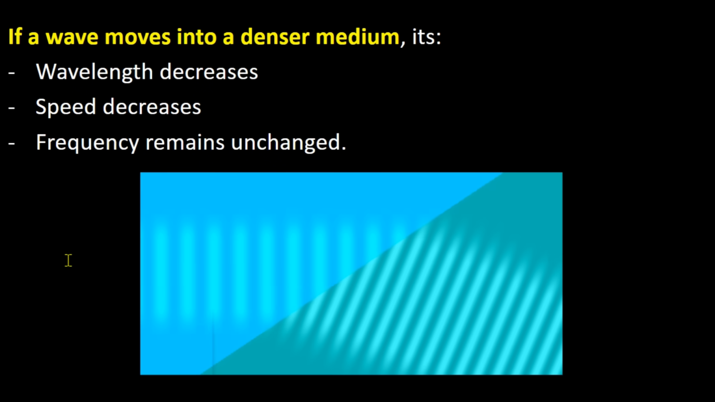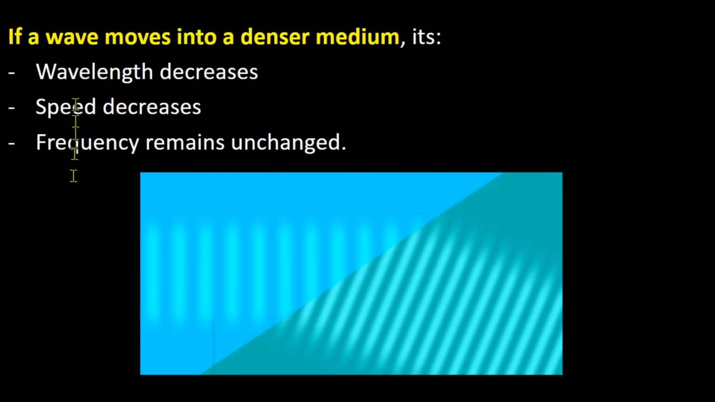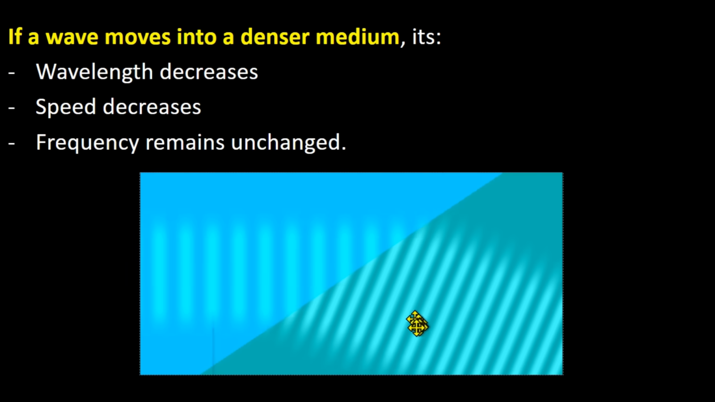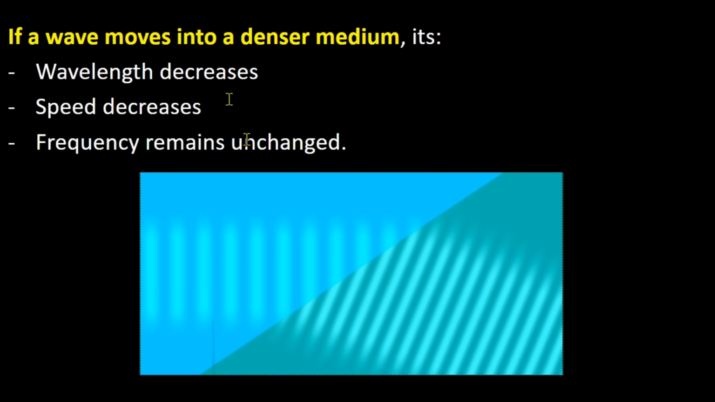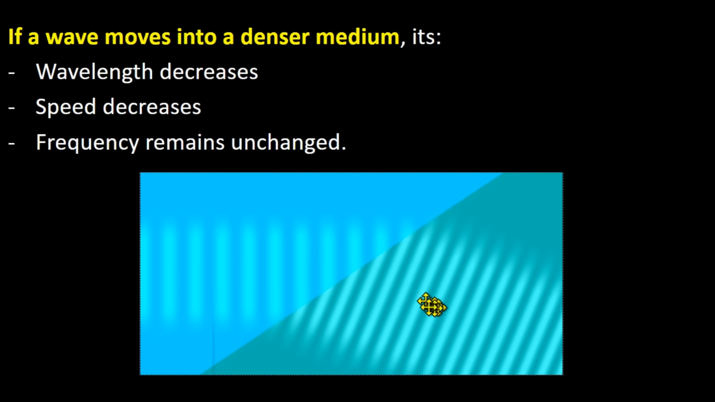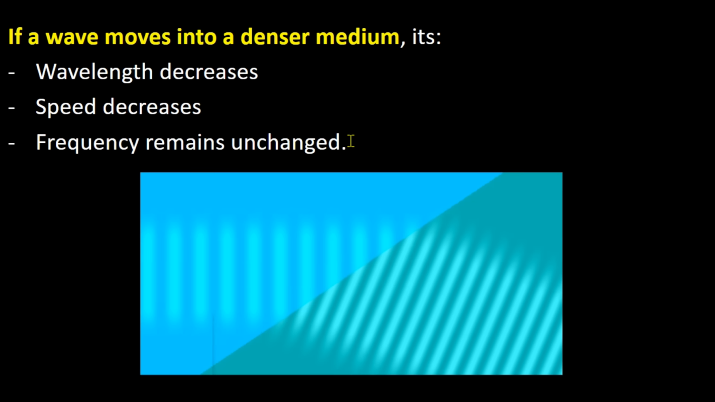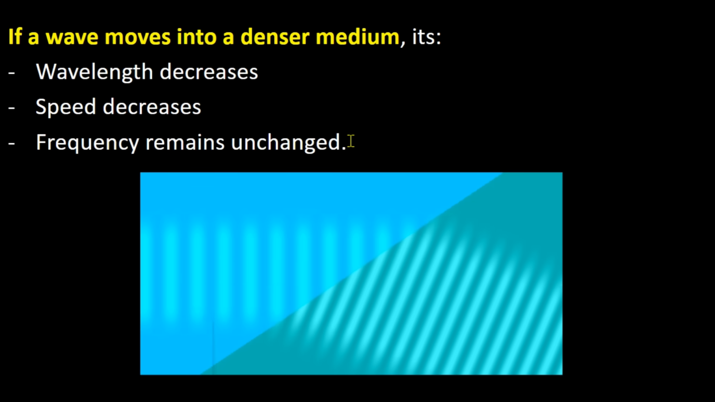Here we have a wave undergoing refraction. If a wave moves into a denser medium, its wavelength would decrease, which is what you are seeing here. We see the waves are getting closer together. Its speed would decrease. We can see the wave is moving a little more slowly here, but the number of waves per second is going to remain unchanged. So the frequency is going to remain unchanged.